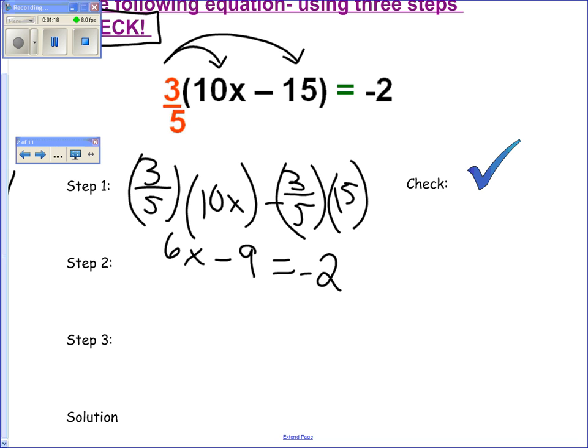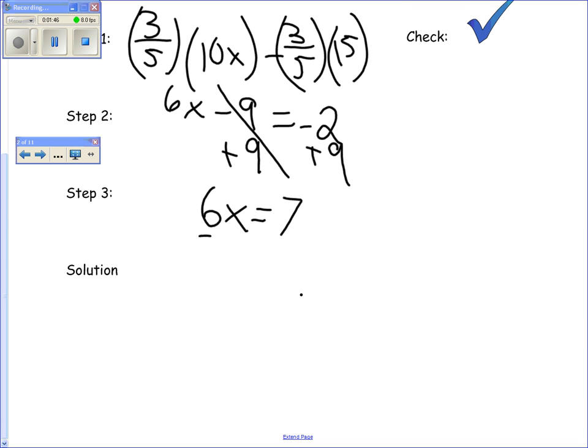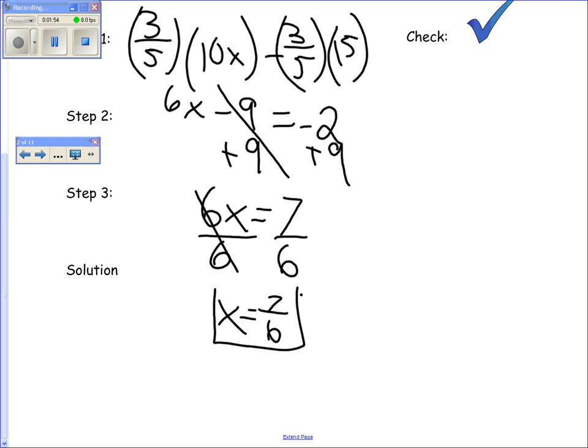So now in order to solve for x, I'm going to bring the 9 to the other side of the equal sign so that I can begin to isolate the x. And I'm going to now be left with 6x is equal to -2 plus 9, which is going to give me 7. Okay, I'm just going to wait a second, make sure everyone's on the same track. All right, the last thing I'm going to do is divide both sides by 6, and I'm going to be left with x is equal to 7 over 6.